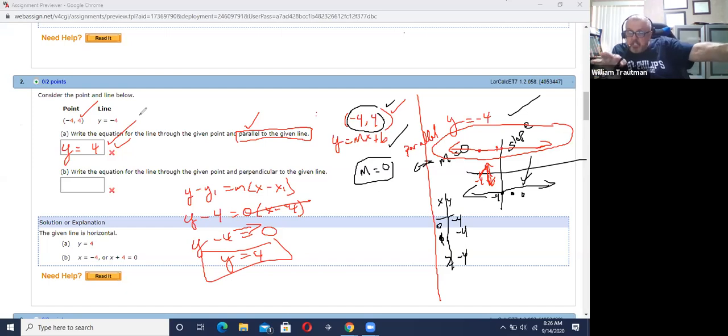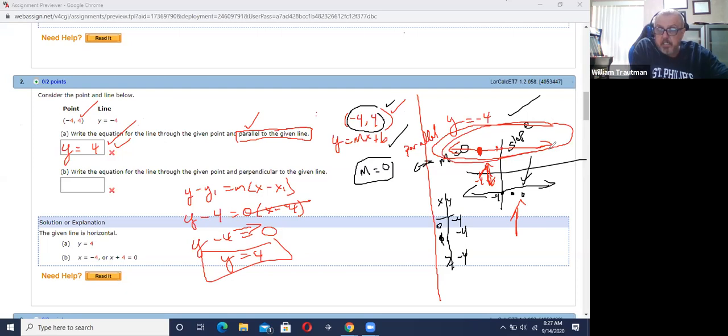But I mean, if you see how I did it visually, if this was the first line we're talking about, and we have a point -4, 4, and we know the line we're trying to calculate is parallel to that one, just draw it. All horizontal lines start with y equals, sorry.